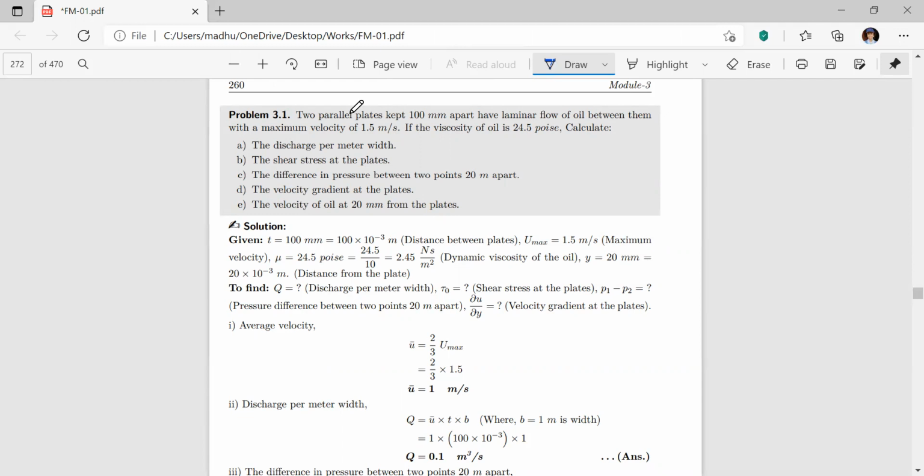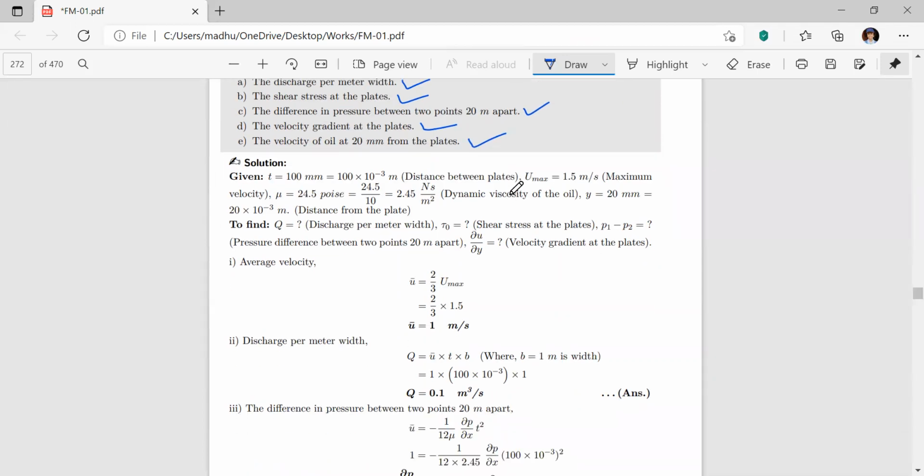There are two parallel plates kept 100 millimeter apart, having laminar flow of oil between them with a maximum velocity of 1.5 meter per second. If the viscosity of the oil is 24.5 poise, calculate the following: discharge per meter width, shear stress at the plates, difference in pressure between 2 points 20 meter apart, velocity gradients at the plates, and the velocity of oil at 20 millimeter from the plates. So these things we have to calculate.